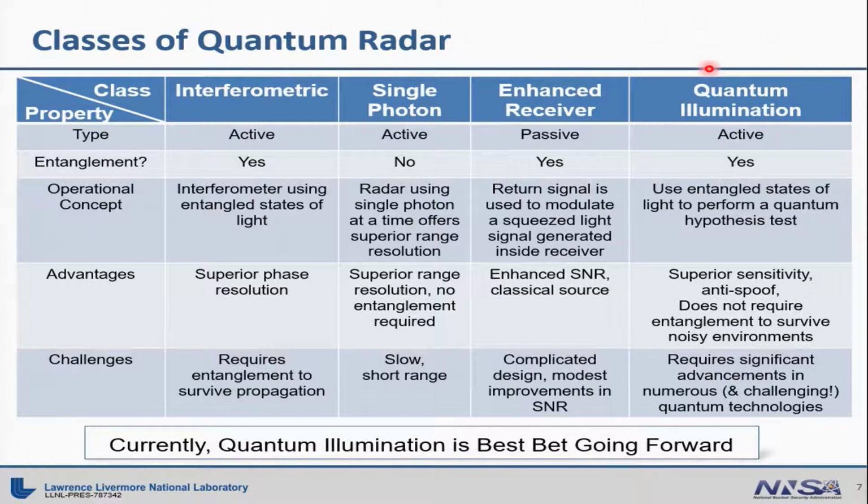It does exploit entanglement. They basically solve something called a quantum hypothesis test. They use entangled light to solve a hypothesis test. This actually gives you, as you're going to see in a moment, super sensitivity. You can observe very small objects in very noisy environments. So basically, you can look for stealth targets, like a stealth airplane or a stealth bomber.